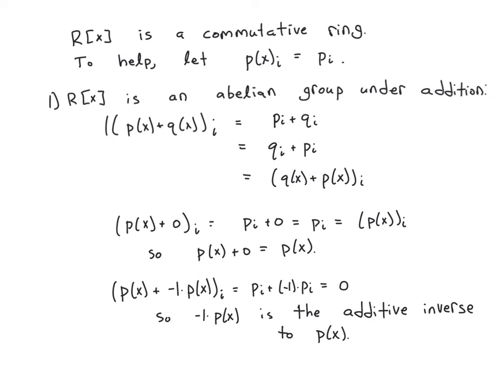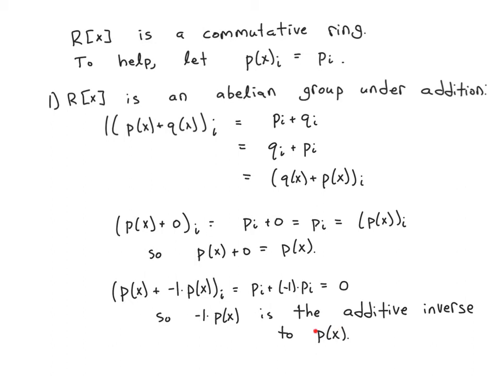Similarly, what is the identity element? It's the zero polynomial, the one where the constant term is 0 and everything else is 0 as well. How do you see that? Well, take the ith coefficient of this sum. It's just p_i plus 0. That's just p_i. Well, that's just the ith coefficient of p. So you do actually have that this is equal to the original polynomial.